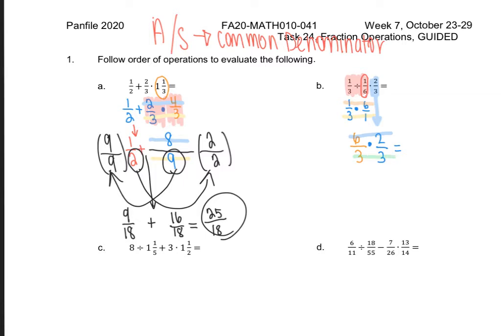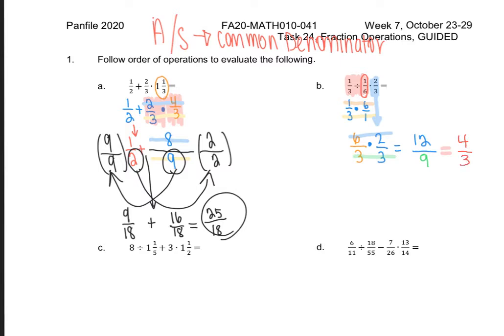bottoms. All right, and when we do that, 6 times 2 gets me 12. 3 times 3 gets me 9. All right, and we're looking again for those two numbers in the same column as my multiplication chart. And if you're wondering kind of what I mean by that, this is going to simplify down to 4 over 3.